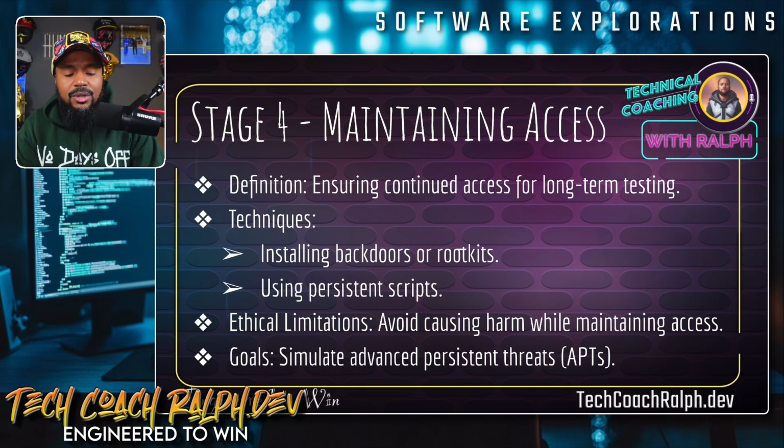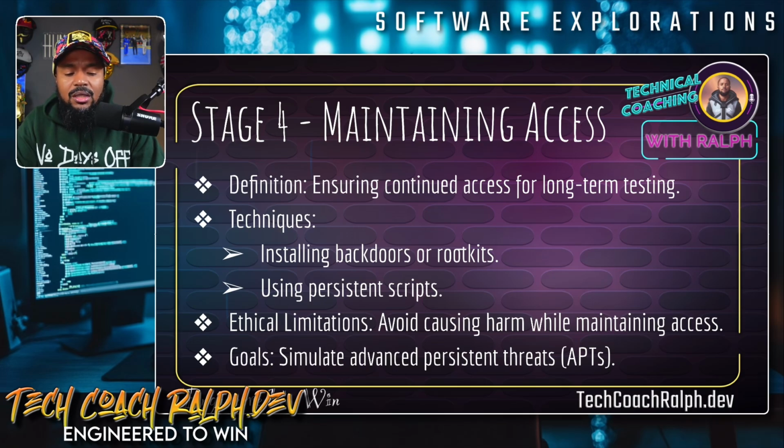Other techniques include using persistent scripts. Ethical limitations: avoid causing harm while maintaining access. That's the key thing about being a penetration tester and an ethical hacker, because you're on the side of the good guys. So you want to avoid causing harm to the application but still keep your access, because on the other side, they do not care. They will wreak havoc, and that's their goal.